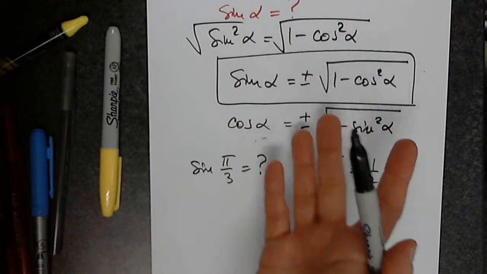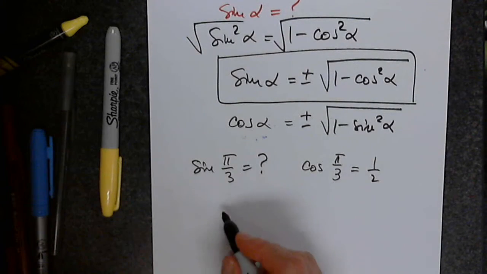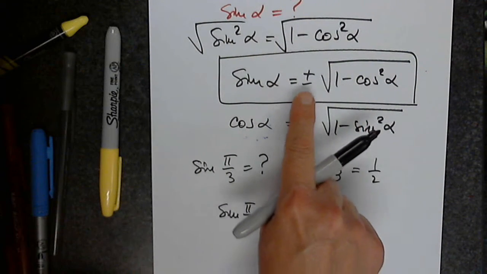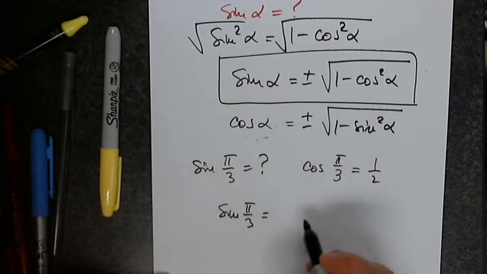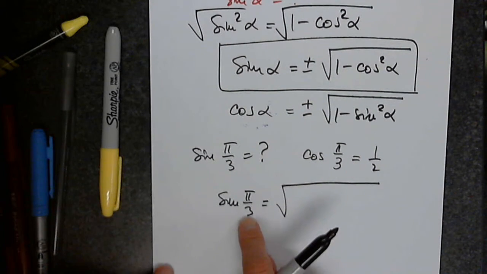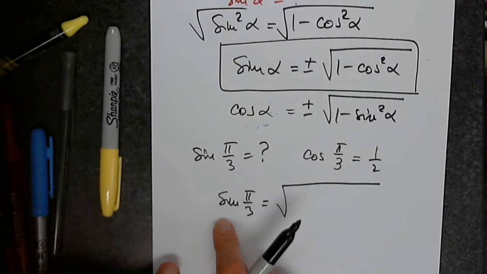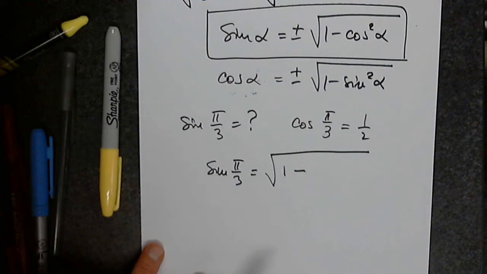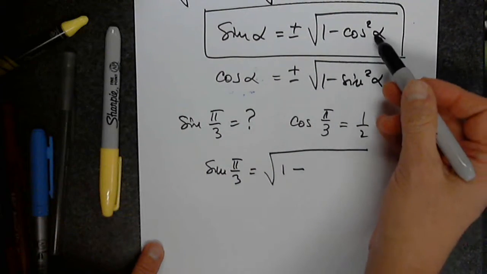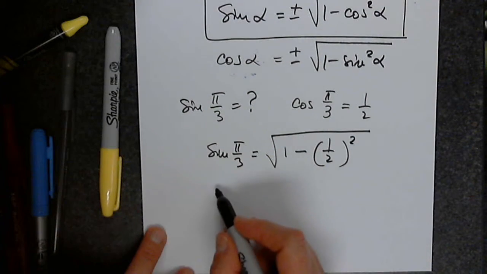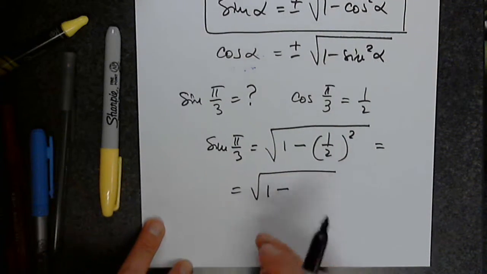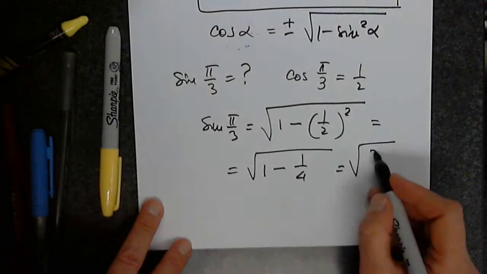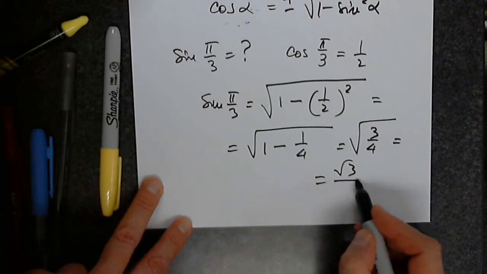Let's say we forgot how much is sine. Which of these two relationships will I use to find sine pi over 3? First of all, it's in the first quadrant, so I will not use plus or minus. It's just plus, because pi over 3 is in the first quadrant. Sine must be positive. Everything is positive in the first quadrant. So I have the square root of 1 minus 1/2 squared, which is the square root of 1 minus 1/4, which is the square root of 3/4, which is the square root of 3 over 2, as we knew.